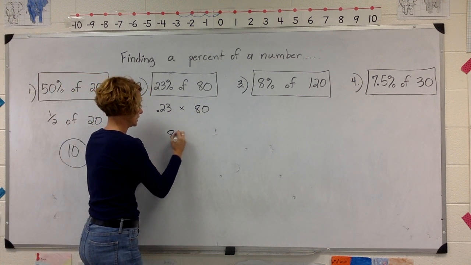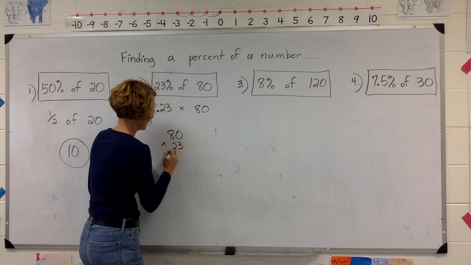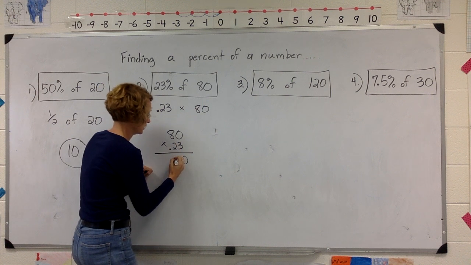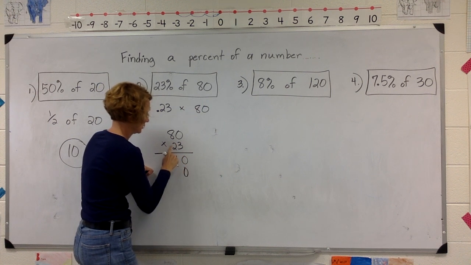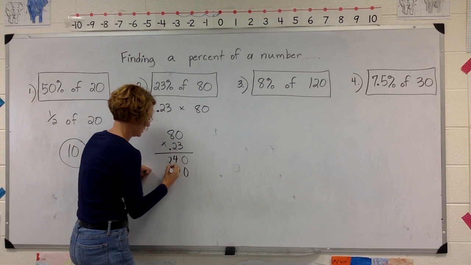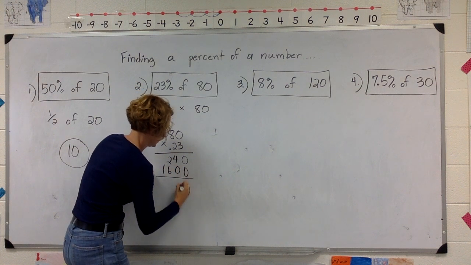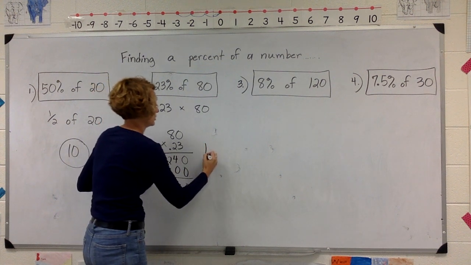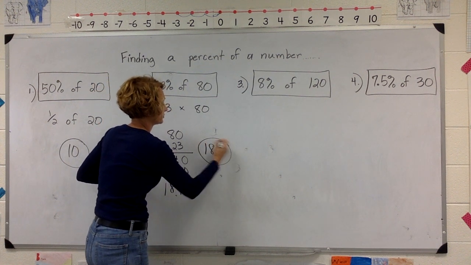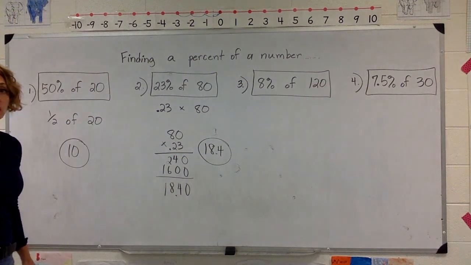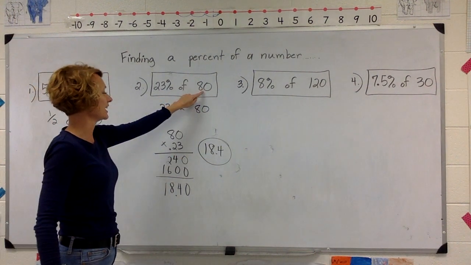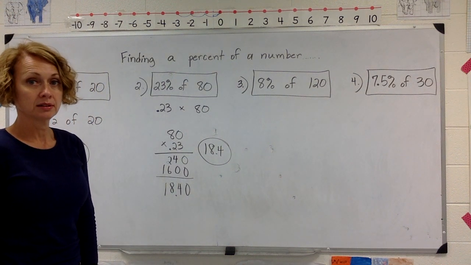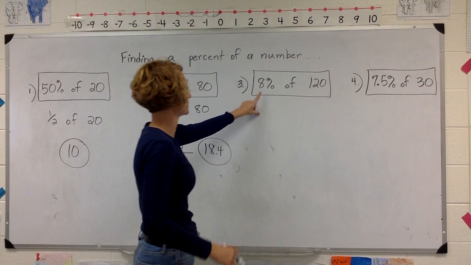So this becomes a multiplication problem. I'm going to write down 80 times 0.23, and I'm going to work that out. 3 times 0 is 0, 3 times 8 is 24. 2 times 0 is 0, 2 times 8 is 16, and then I'm going to add those up, move my decimal over 2 places. So I could just write that as 18.4. So that means 23% of 80 is 18.4, and you may get a decimal sometimes, okay? Let's do some others just to continue working on this.